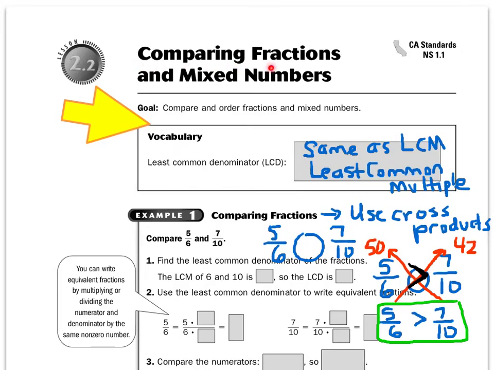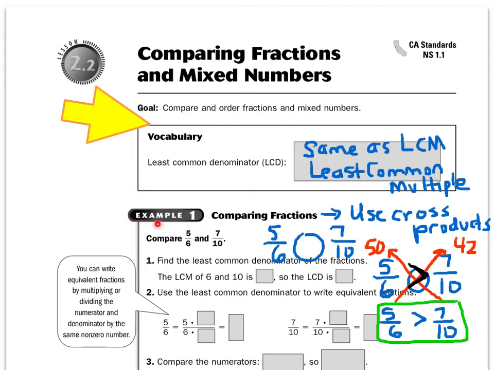Hi, let's talk about comparing fractions and mixed numbers. So the vocabulary just has to do with a least common denominator. Did you know that the LCD is exactly the same thing as the LCM? Remember when we were doing the birthday cake method? The least common multiple is the exact same thing as the lowest common denominator. Okay, so I just wanted to point that out.